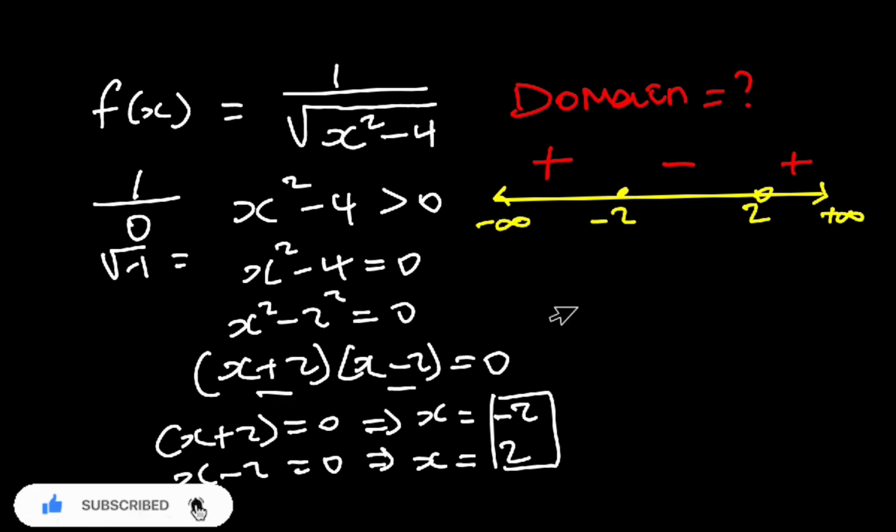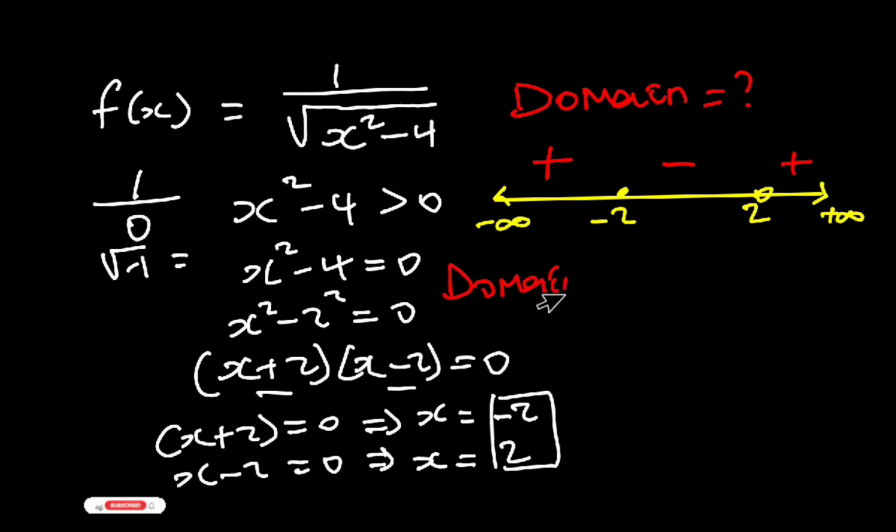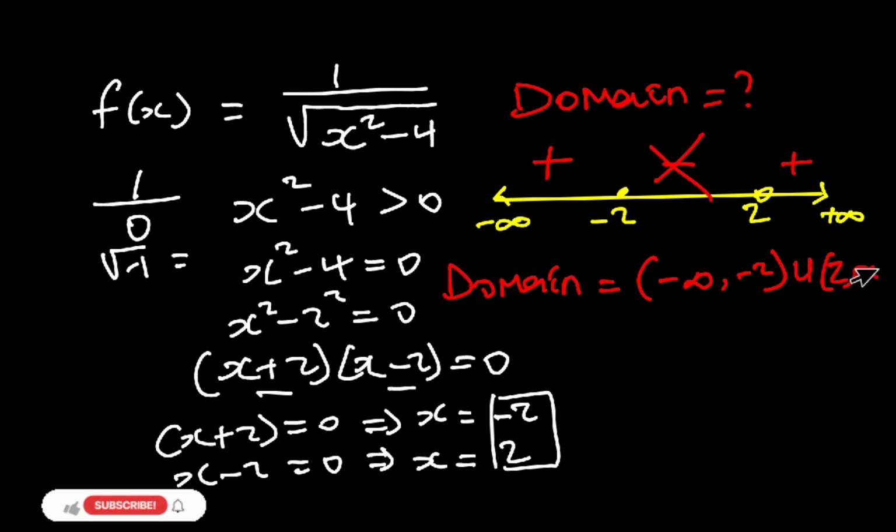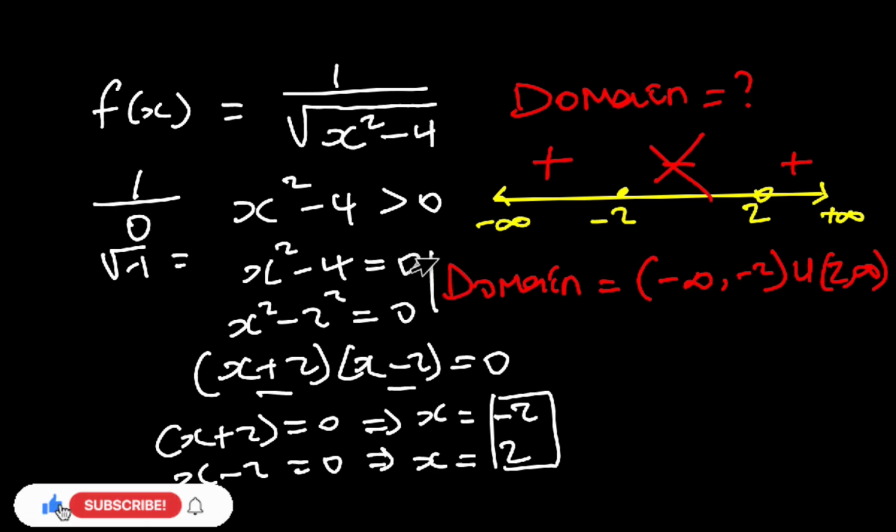Now the domain of this function is going to be equal to negative infinity comma negative 2, then union, now we're going to discard this middle region, 2 comma infinity. And so this is the answer to this question. This is the domain of this function.